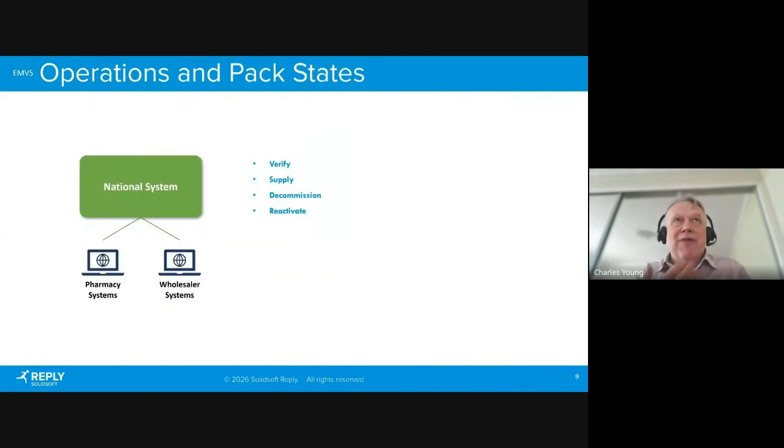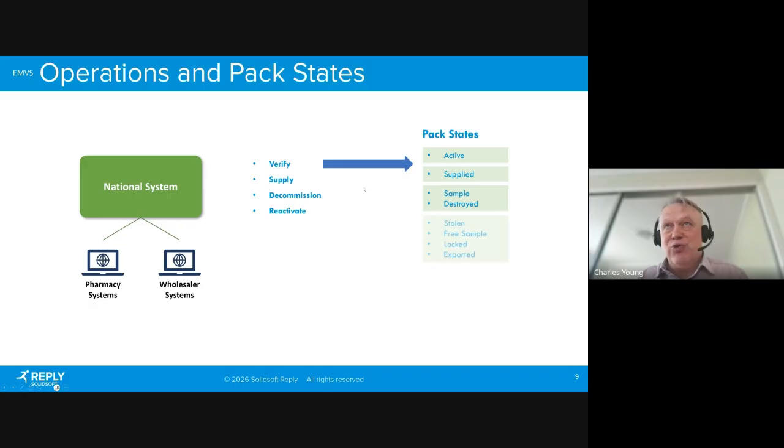So let me finish off with a couple of slides. Firstly, just the operations for national systems, really four main types of operation. They are all verifications, so everything is really a verification, but you can just verify. If you're a pharmacist or a wholesaler, you can just scan a pack and verify it, in which case the system reports back one of these reported states for that particular and unique pack. So if it's active, it could be supplied to a member of the public, otherwise it could be one of the other states.